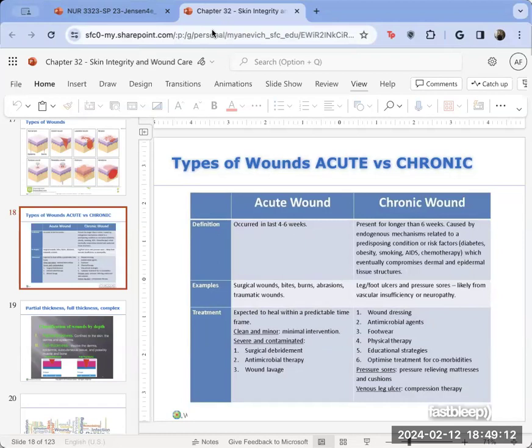Chronic wounds are something that we have for longer than 6 weeks, and usually see this in people who have diabetes, obesity, smoking, AIDS, or chemotherapy. That's because they have delayed wound healing, so they cannot heal properly compared to someone who doesn't have those issues. So, as I mentioned before, people who have problems with perfusion, which is delayed wound healing, right, is going to cause potentially pressure sores or ulcerations, okay? So, it could be a vascular problem, a blood problem, or a nerve issue, because we know how the nerves are very important in terms of helping things circulate, helping get perfusion, okay?